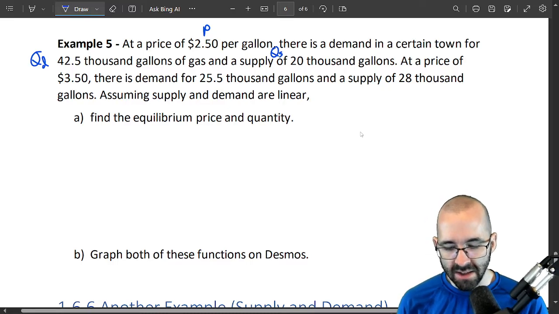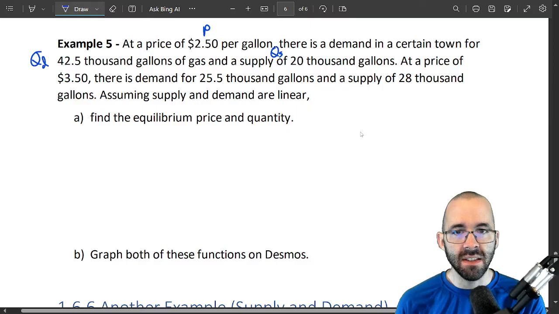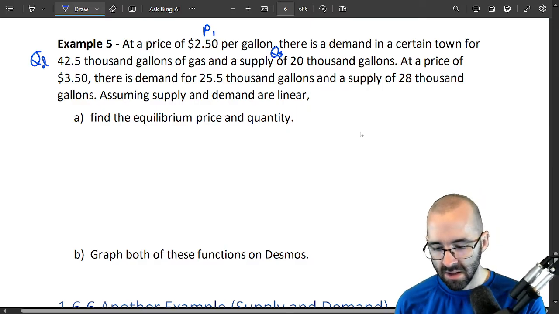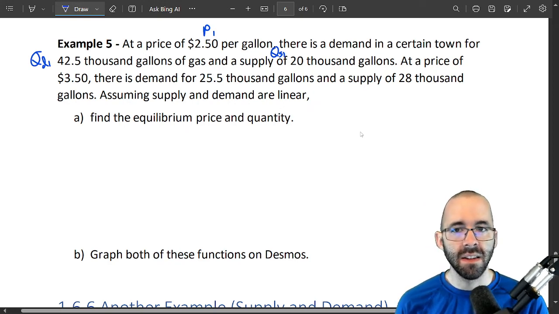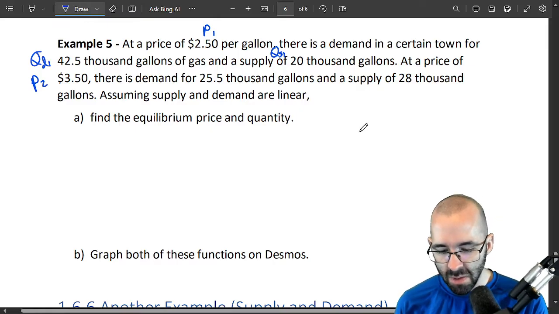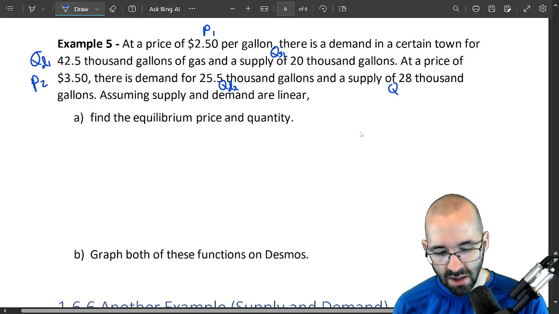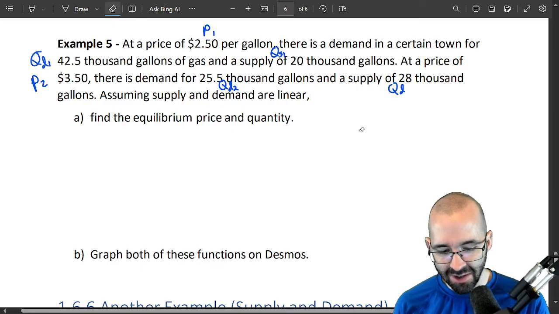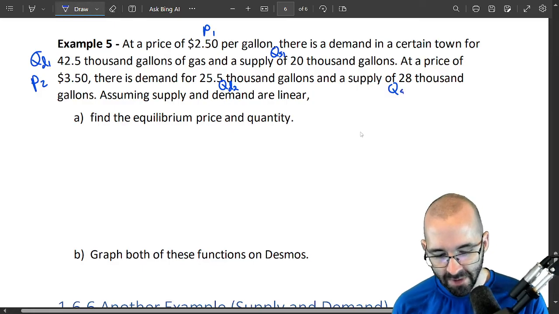Now we have a new price, because at a price of $3.50, I'll call that our second price. This is our first demand, our first supply. So now we have another price. I can call that P2. We have a new demand, QD2, of that much, and a new supply, QS2. That's not an S, Jason. You should know that by now.